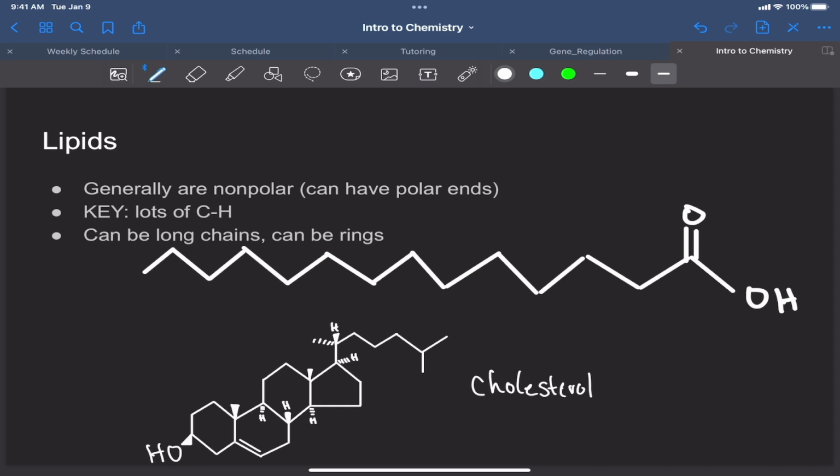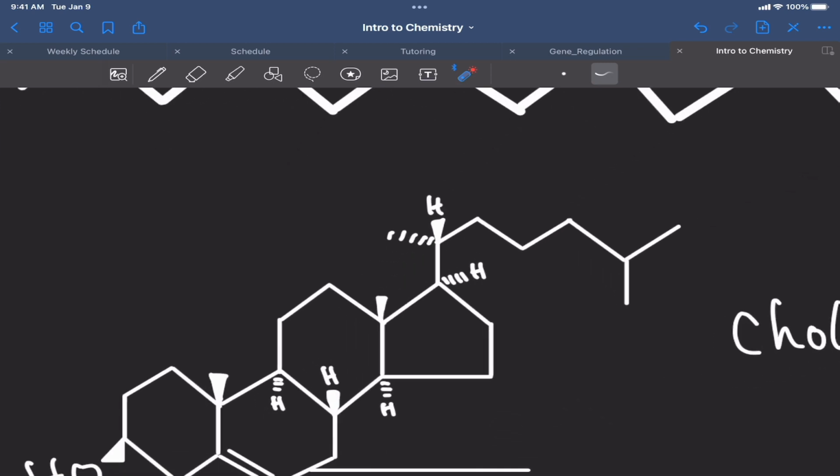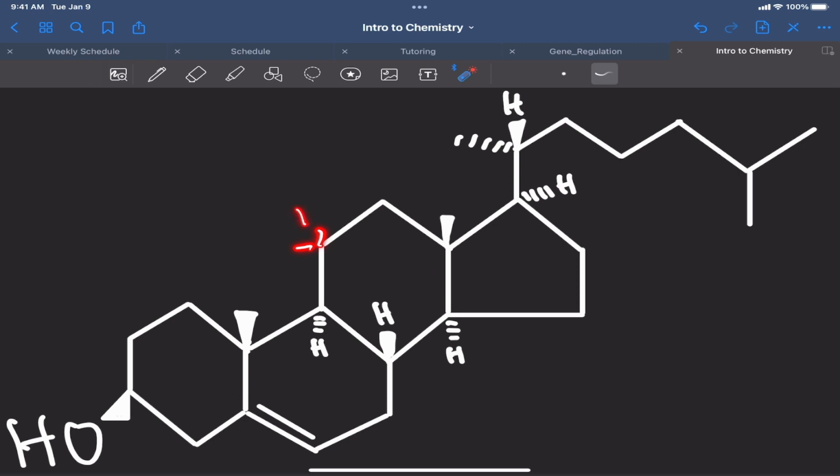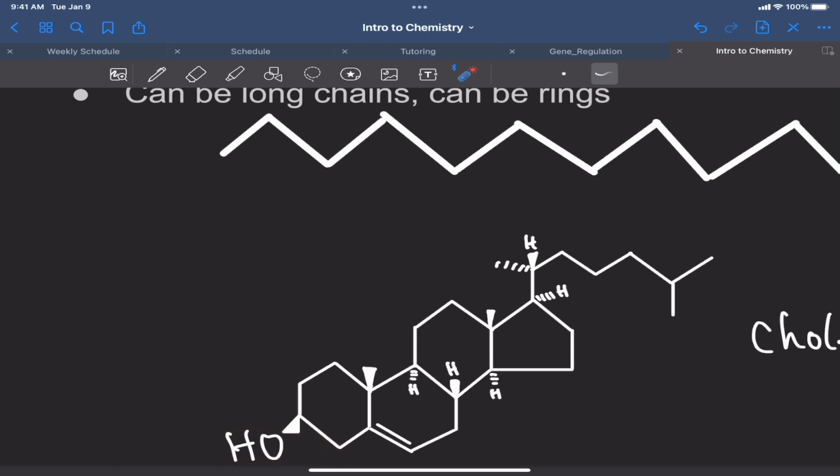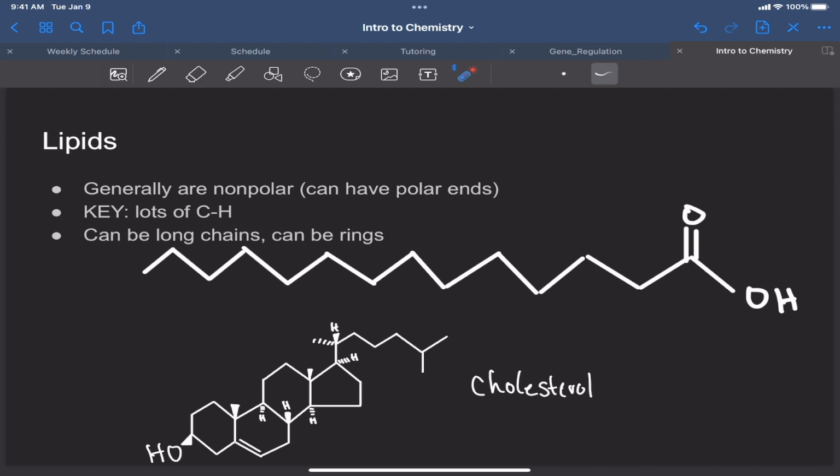But see how it has rings. So we can't just use straight chains, because there are some rings that are lipids. However, if you notice, let's zoom in, it's a bunch of carbon, hydrogen, and carbon-carbon bonds. There's one OH group down here. That's not enough for us to say, oh yeah, that's a carbohydrate. It's mostly carbon hydrogen, so we're going to say it's a lipid. Cholesterol is very important, and we'll get into that in cell membranes.